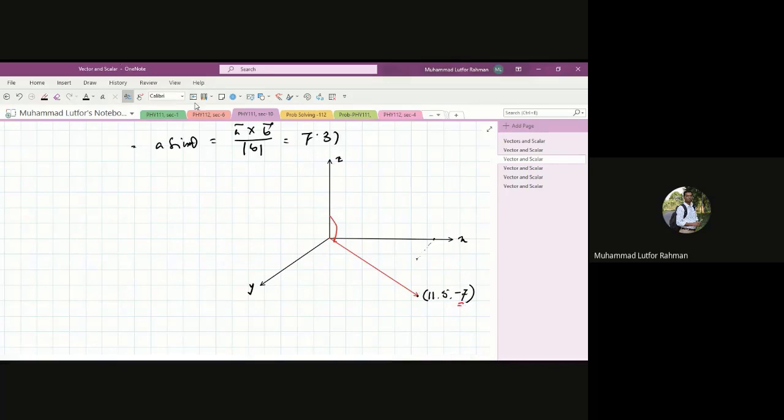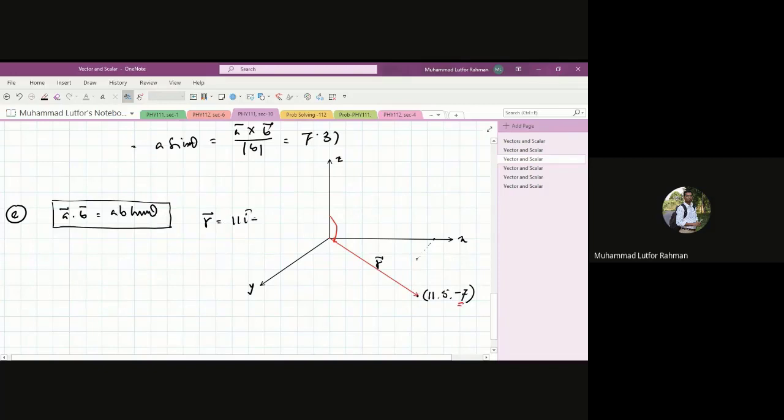So now I'm going to find out that angle over here. This is the question number, probably E, right? I told you, if you want to find out the angle, you always have to use that formula. A dot B is basically AB cos theta. I'm going to find out the angle between the two vectors. Always I use this formula. Now my one vector is R over here, which I represent by that point, say 11 i hat plus 5 j hat minus 7 k hat. This is my first vector.